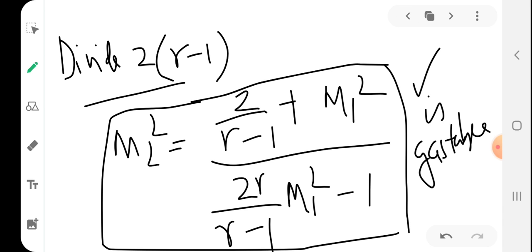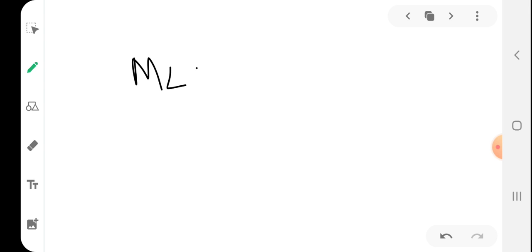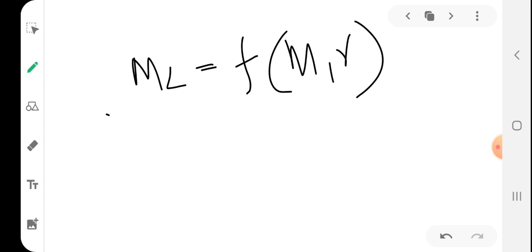So please have a look at this equation. This equation reveals that for a perfect gas undergoing a normal shock, the Mach number downstream of the normal shock is a function only of the Mach number upstream of the shock and gamma, the specific heat ratio. M2 is a function of M1 and gamma only.